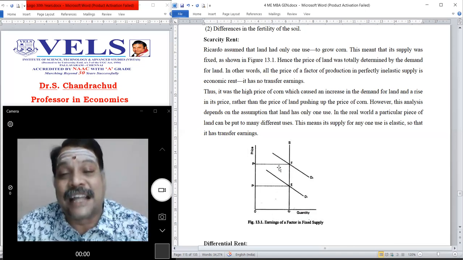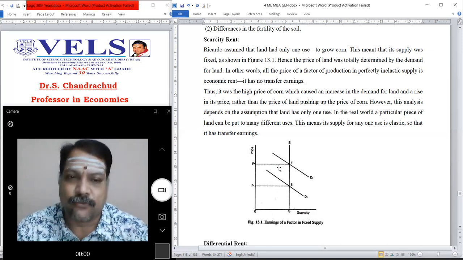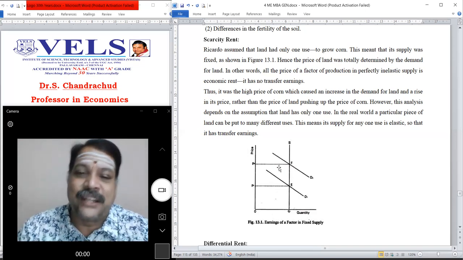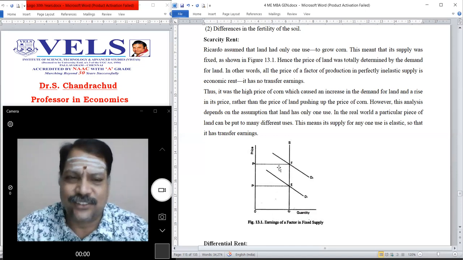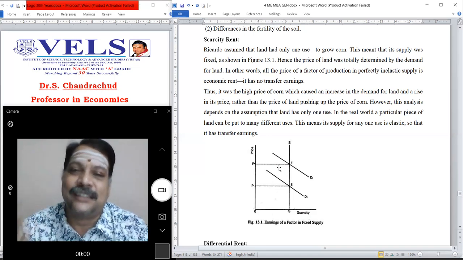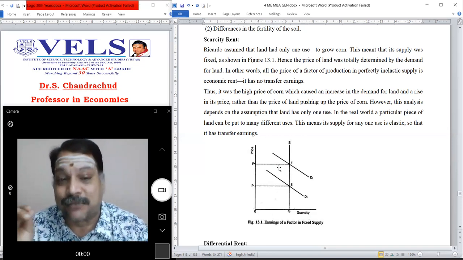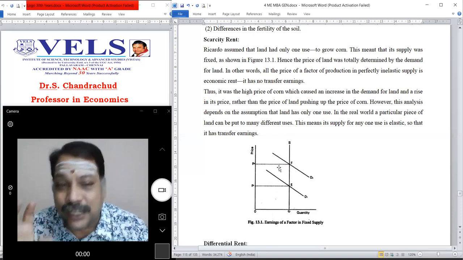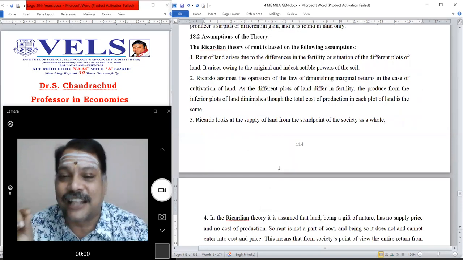However, this analysis depends on the assumption that the land has only one use. In the real world, a particular piece of land can be put to many different uses. This means its supply to any one use is elastic, so that it has transfer earnings. So the basic idea is that land is a gift of nature and it has a perfectly inelastic supply. But sometimes a particular piece of land, while cultivating corn, is elastic. So it has the power of giving a transfer earning.